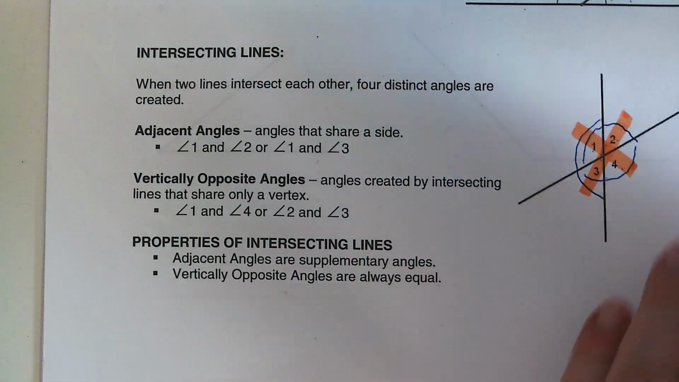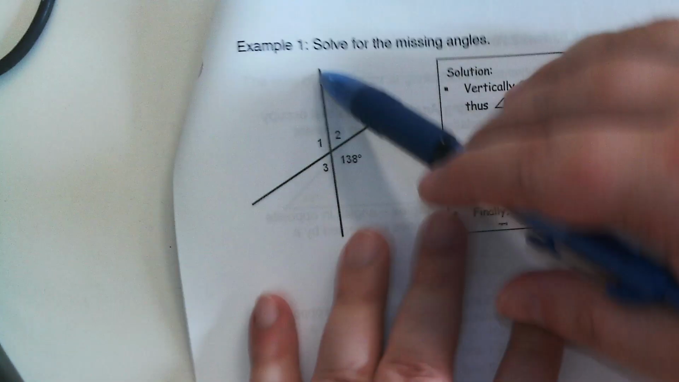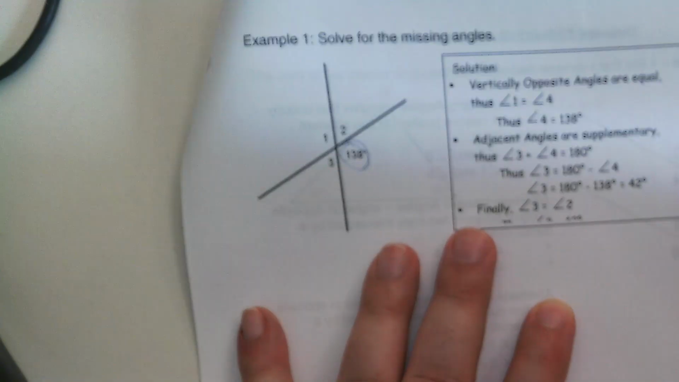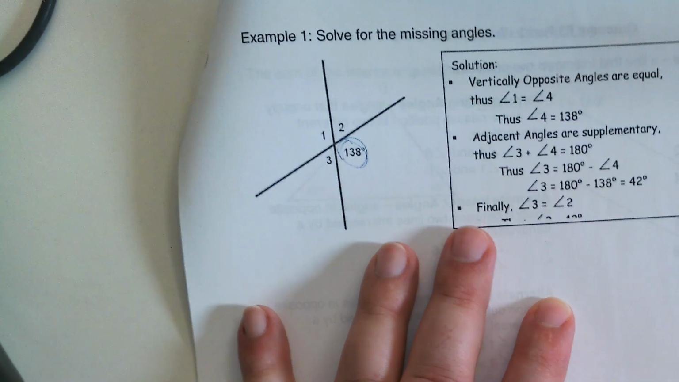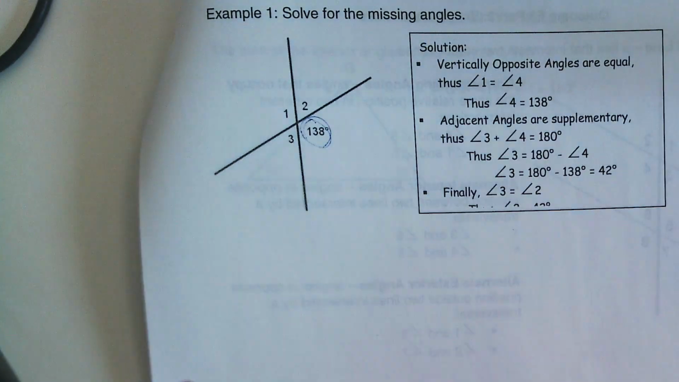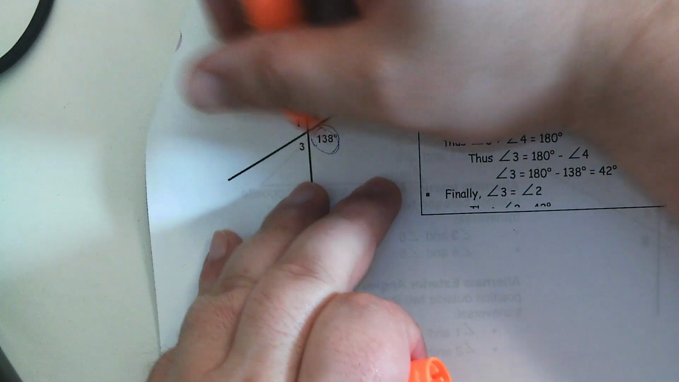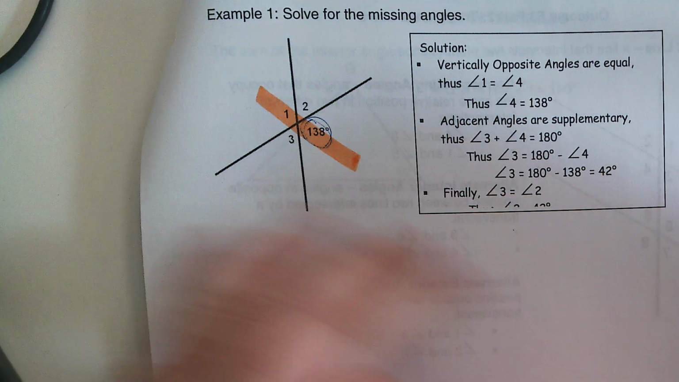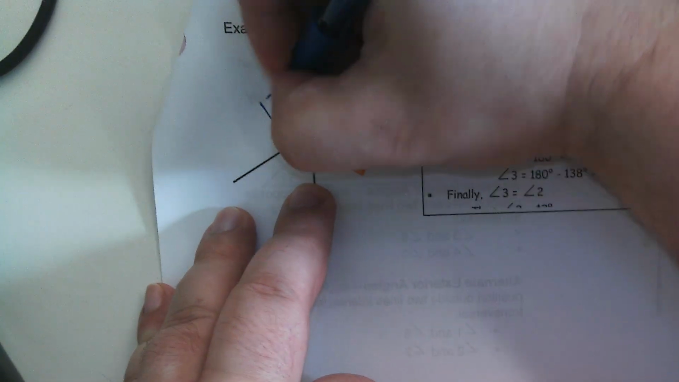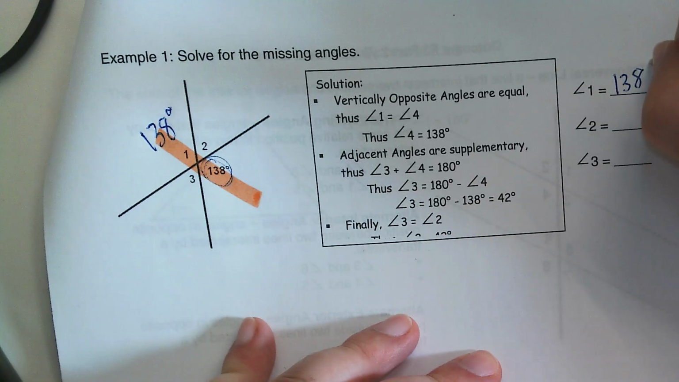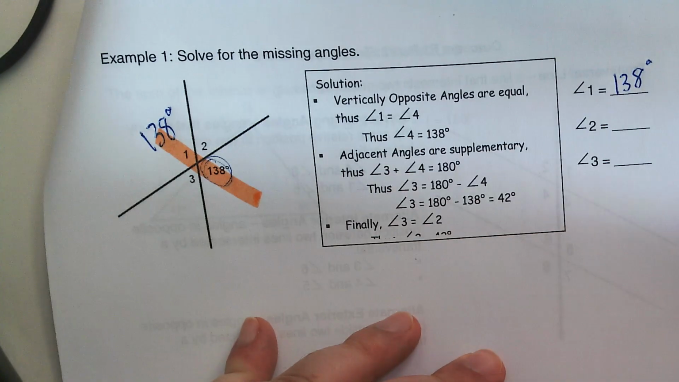Okay, so we're going to take a look at an example on the next page and see how we can use this. We have these lines right here. It's telling us that this angle right here is 138 degrees. How are we going to find the missing angles? Well, there is a solution here, but we're going to talk through it. So 1 and the angle across from it are vertically opposite, which means they are going to be equal to each other. So angle 1 is also 138 degrees. We can fill it in here on the right side. Angle 1 is also going to be 138.